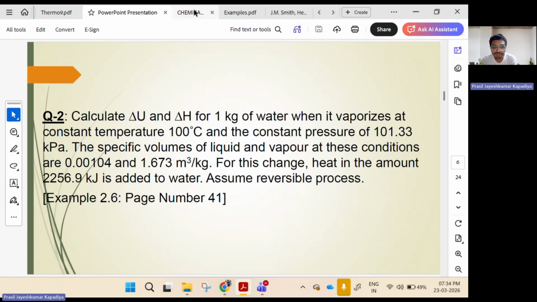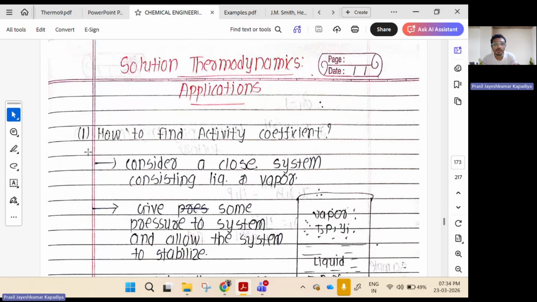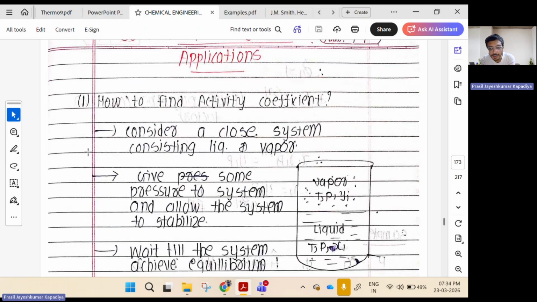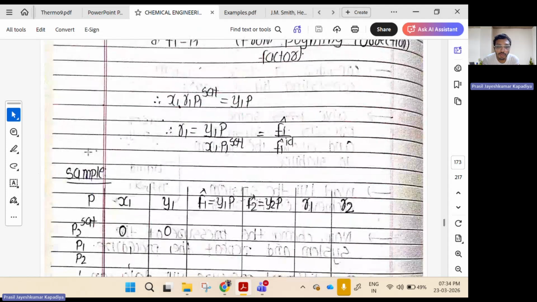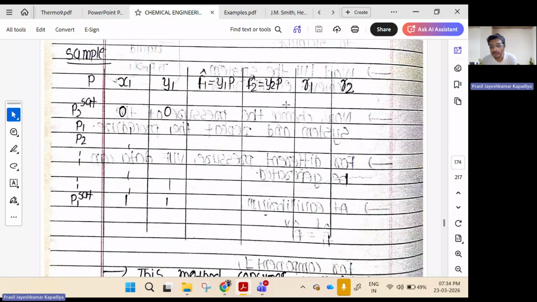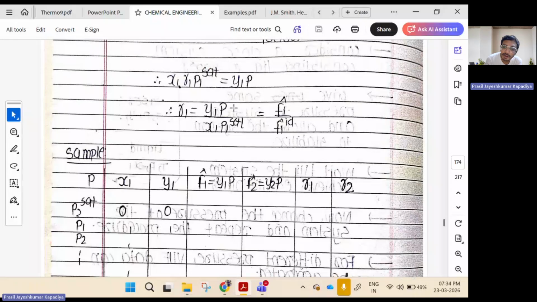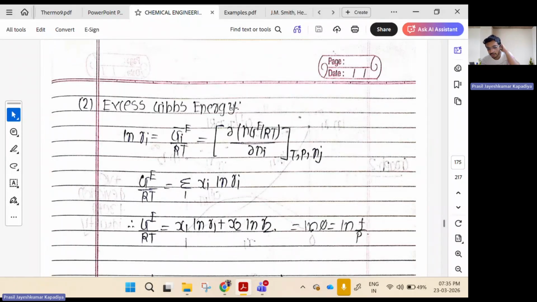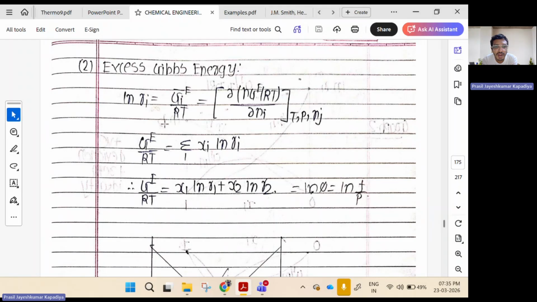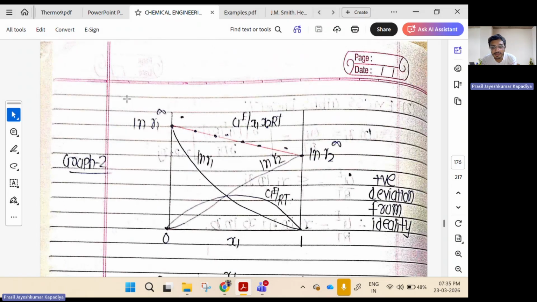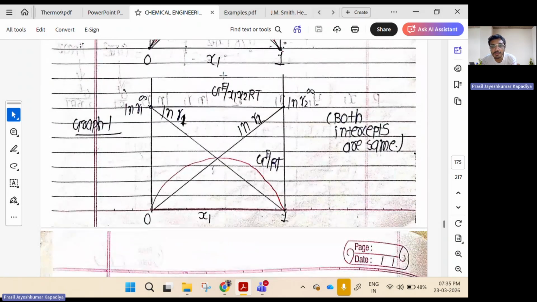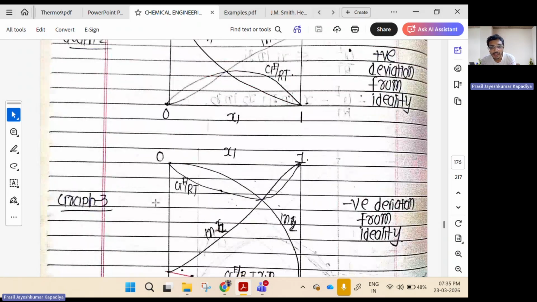Then we talked a lot about gamma, and how to find the activity coefficient. There is one simple experiment, vapor liquid equilibrium. From there you need to note y1, y2, and you can find gamma1, gamma2 using this particular expression. But this is very tedious work. Then there is the excess Gibbs free energy method, which expresses G by RT as x1 ln gamma1 plus x2 ln gamma2, and the partial G i by RT is ln gamma i. And we see that the slopes can be the same, both intercepts can be the same, or the intercepts can be varying.